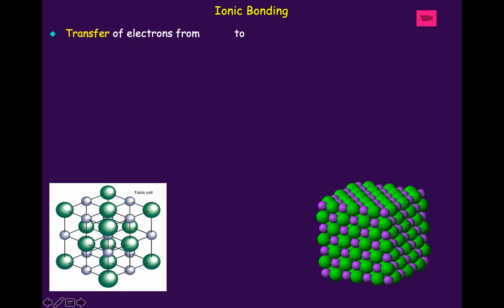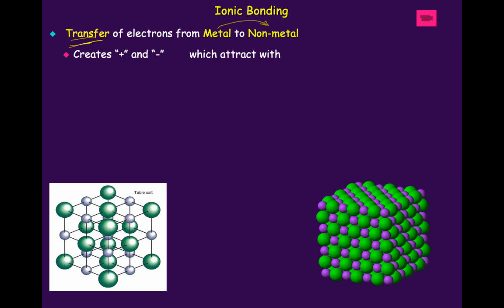So instead of two elements coming together and sharing, because they both have relatively high electronegativities or electronegativities that are fairly close, when we look at the transfer of electrons, we're going to look at elements that have drastically different electronegativities. And because of that, you're going to get a transfer of electrons from a metal to a nonmetal. And the key is going to be this transfer. And it's always going to be from the metal over to the nonmetal. This is going to create a plus and minus ion.